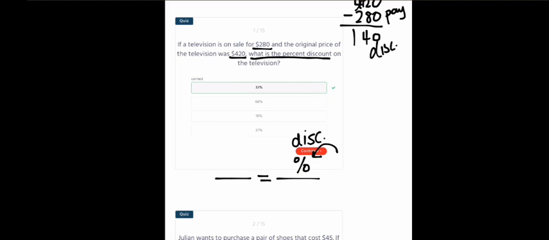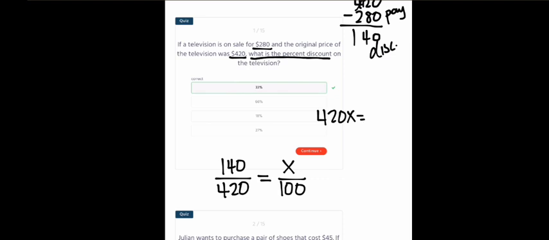So, let's do that. 140 over the whole, which is 420. We don't know what the percent is going to be, but we know that the whole for percent is 100. So 420 times x is 420x. 140 times 100, we do 140, and we add the 2 zeros from 100 at the end. And then we divide by 420 so we can isolate the x. And we'll do that to both sides.